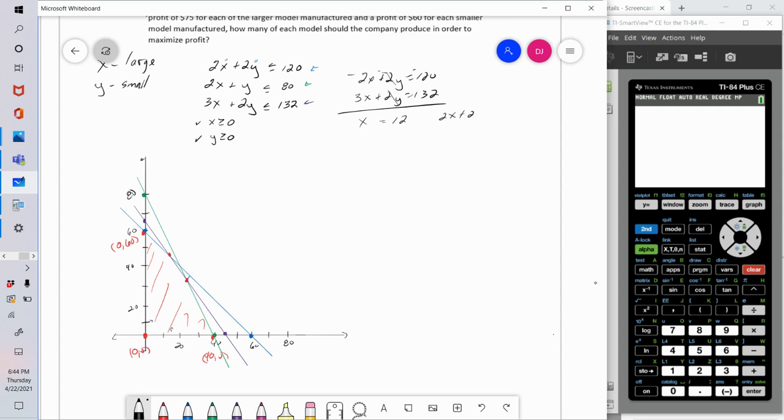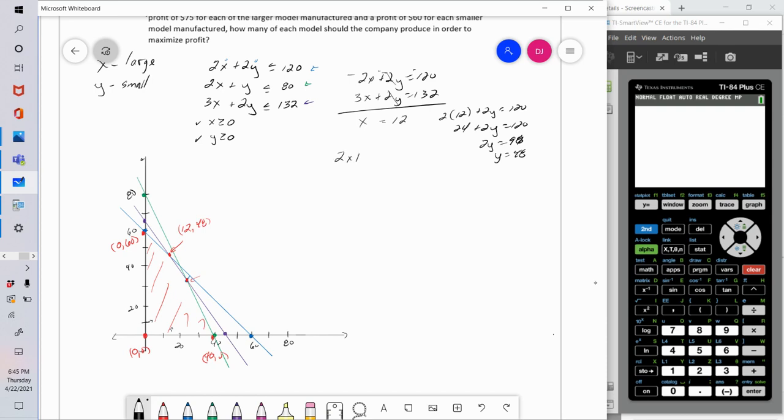2x, I have to put the 12 in there. 2x, but x is 12, plus 2y is 120. So 24 plus 2y equals 120. 2y is 96. y equals 48. So this point right here is the point 12, 48.